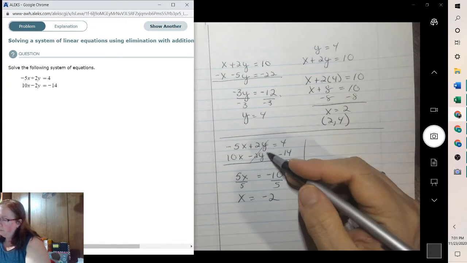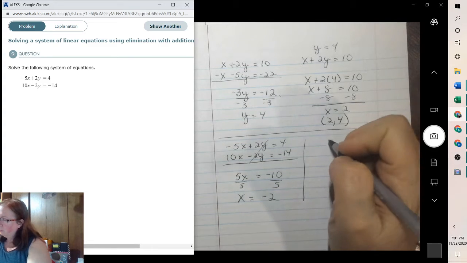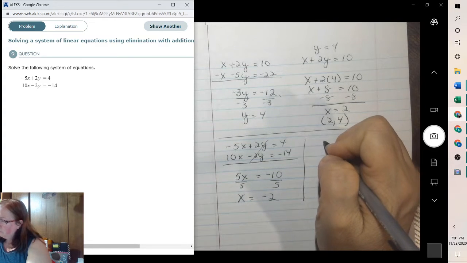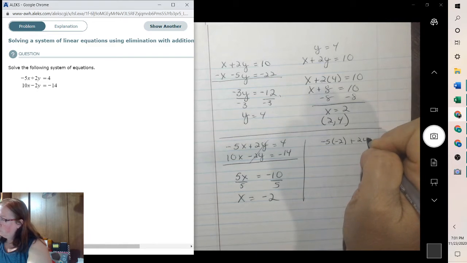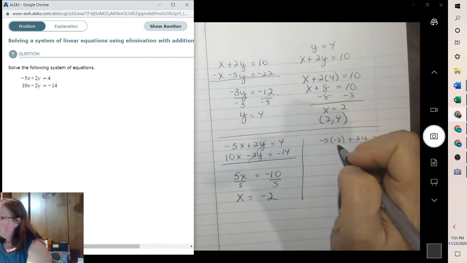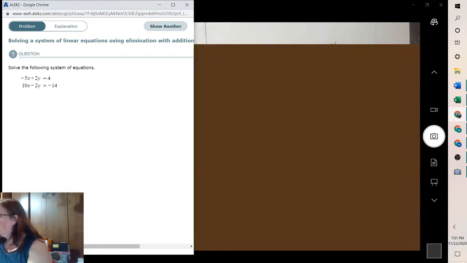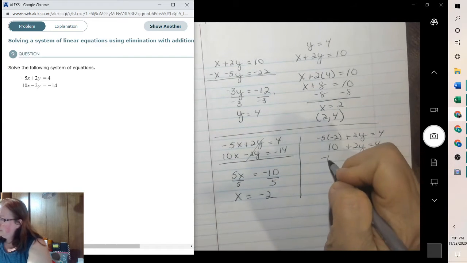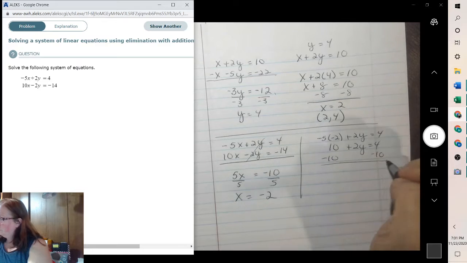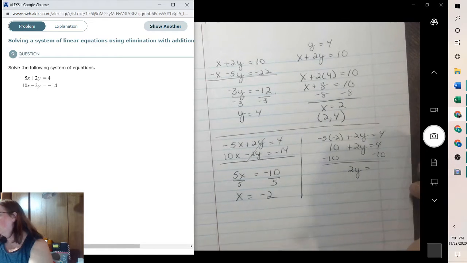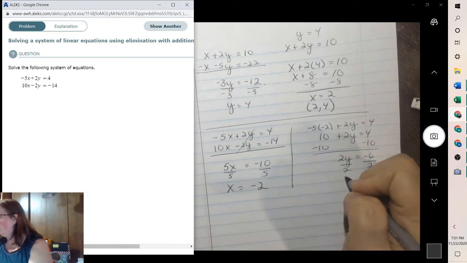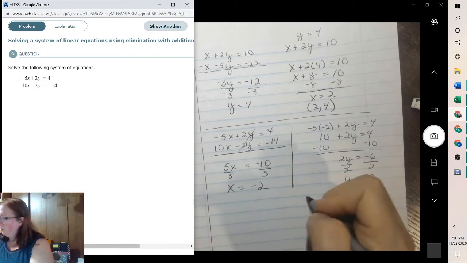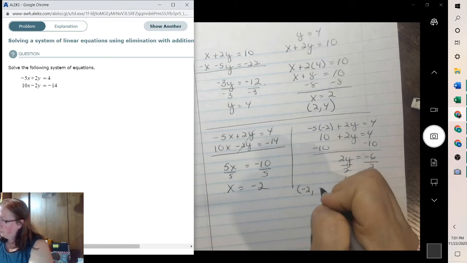And then you have to plug it back into one of the equations. I'm going to use the top one. Negative 5 times a negative 2 plus 2y equals 4. 10, subtract the 10, 2y equals a negative 6, and divide by 2. So that gives us the point negative 2, negative 3.